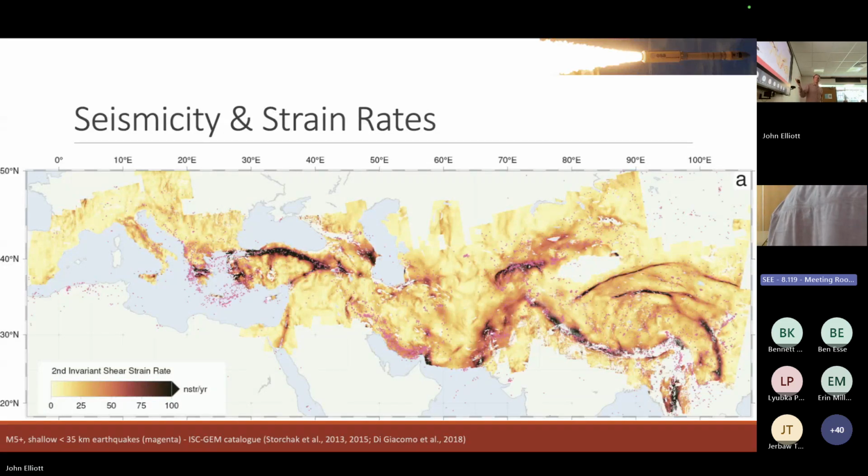And then here's the compilation from the ISC-GEM catalogue for the last 100 or so years of shallow earthquakes above magnitude 5 that are shallower than 35 kilometres. You can see that in areas of high strain, you get lots of earthquakes, but in areas of some low strain or distributed strain, you also do. But in relatively aseismic areas, they're relatively low strain as well. But there's not an easy one-to-one correlation between them, but that would need a bit more work to map that a bit better.